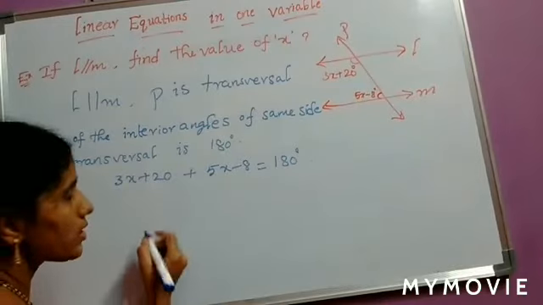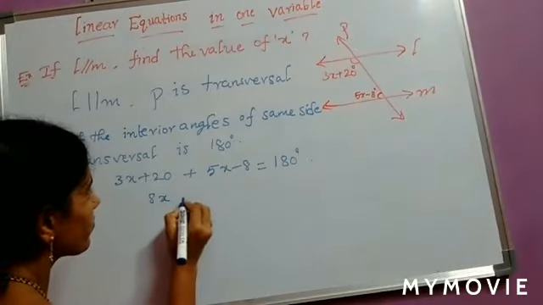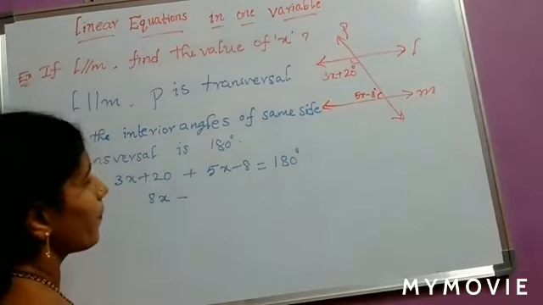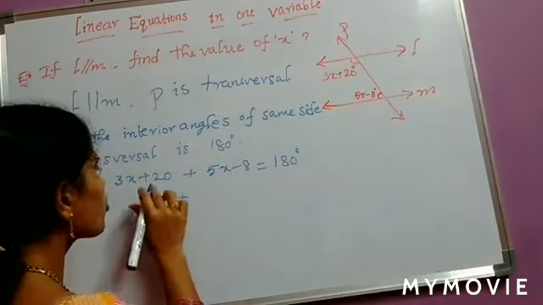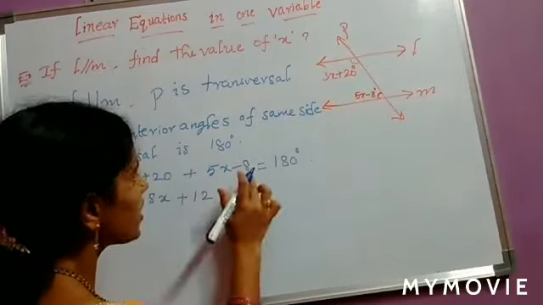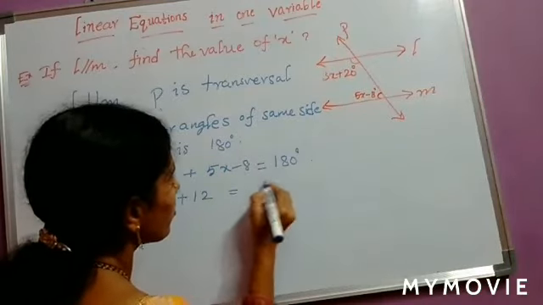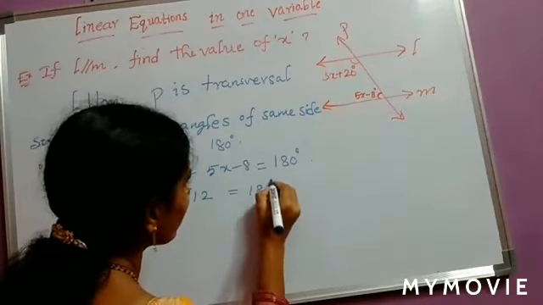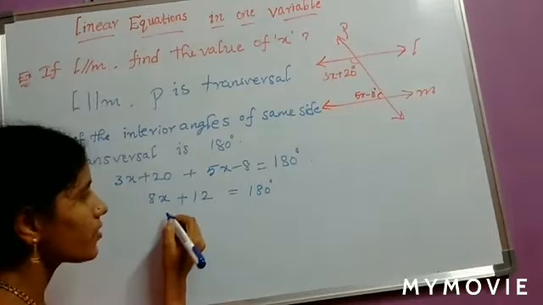3x plus 5x, how much? 8x. Plus 20 minus 8, 12. 20 minus 8, 12. 180 here. We find out only x value.